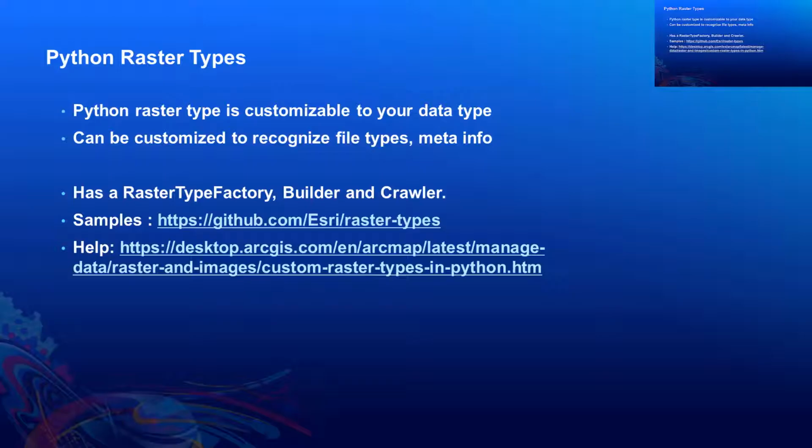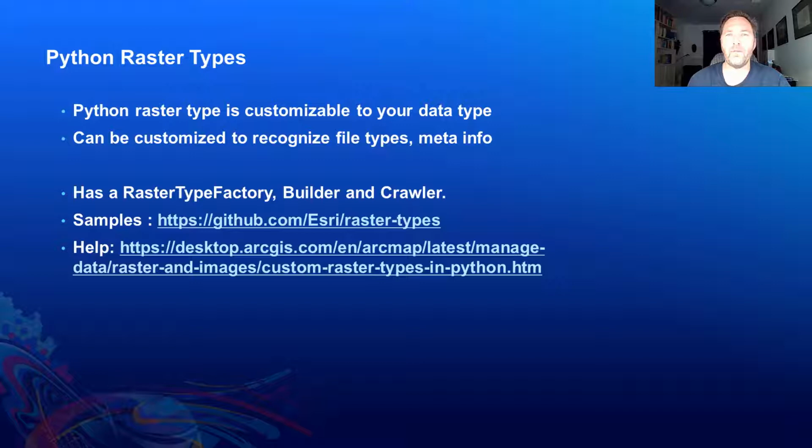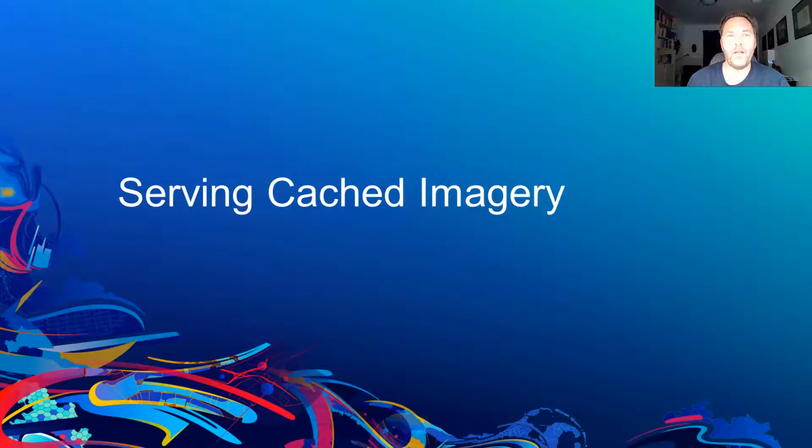There you go. I had mentioned before the value of raster types that ingest the metadata and define processing dependent on the input. If you want to create your own, you can use the Python raster types. They consist of 3 parts: a raster type factory, builder, and crawler. There exists a library of samples in GitHub and specific help, so if you are interested in this, do check out the URLs. So, I'll move on to serving cached imagery.